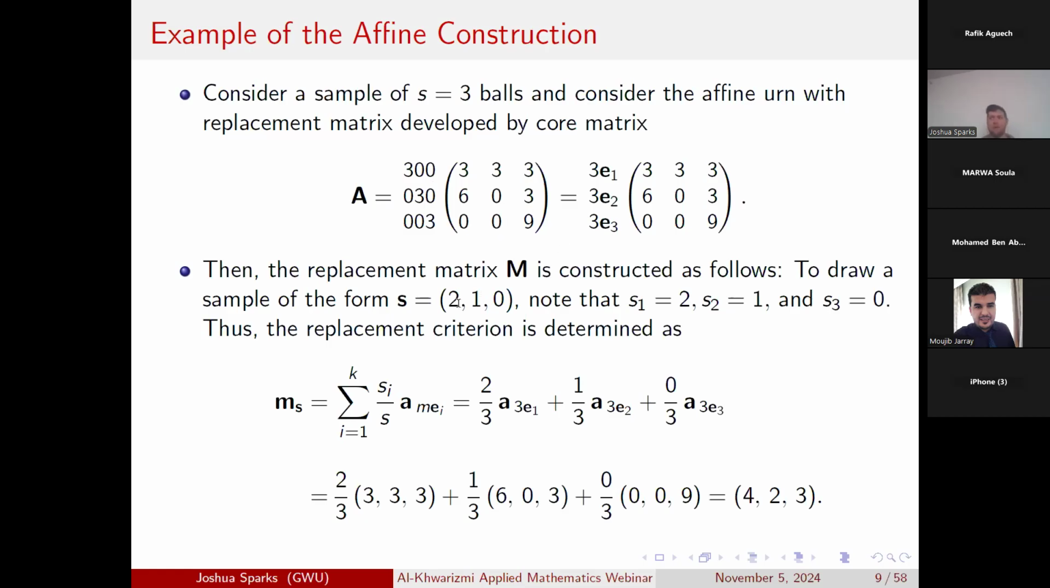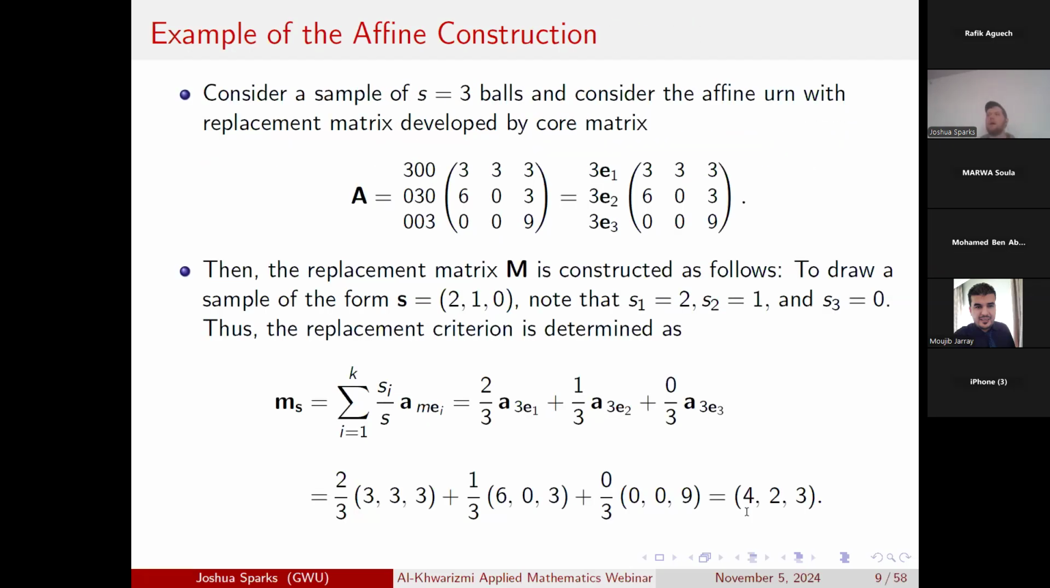But if we want to draw, let's say, two balls of color 1, one ball of color 2, and nothing from color 3, then S1 is 2, S2 is 1, S3 is 0. And we can find the replacement criteria for this sample for matrix M by plugging in our respective values. If I were to draw a sample of 2 from color 1, 1 from color 2, 0 from color 3, we would be adding 4 balls of color 1, 2 balls of color 2, 3 balls of color 3.